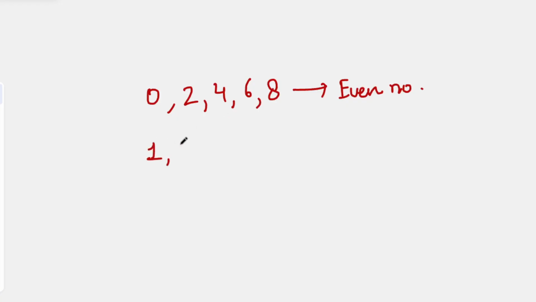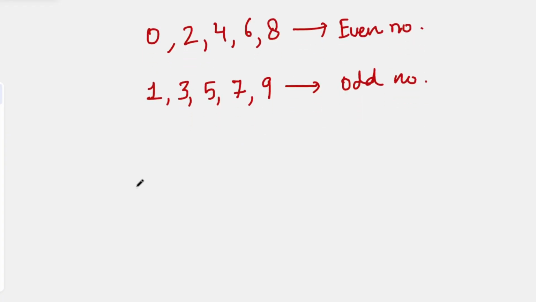And if you have a number which ends in 1, 3, 5, 7 or 9, then that number is an odd number. You don't have to do any kind of calculation or division. Just by looking at the number, you can identify. Okay, let's try some examples together. Let's suppose we have 197. It ends with 7, which means this is an odd number.